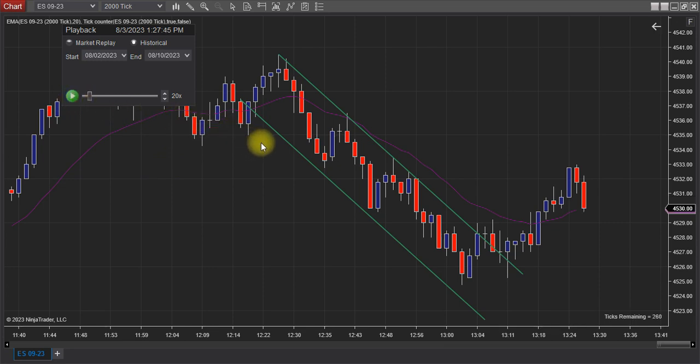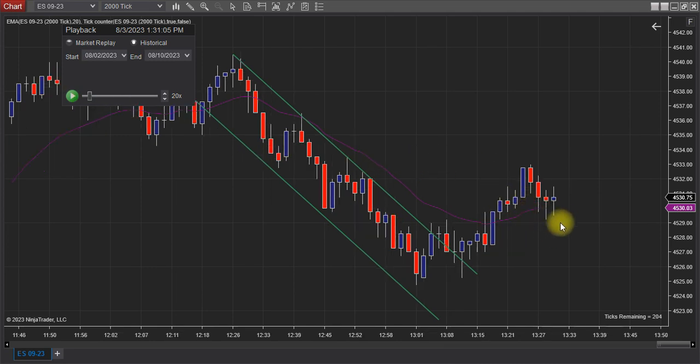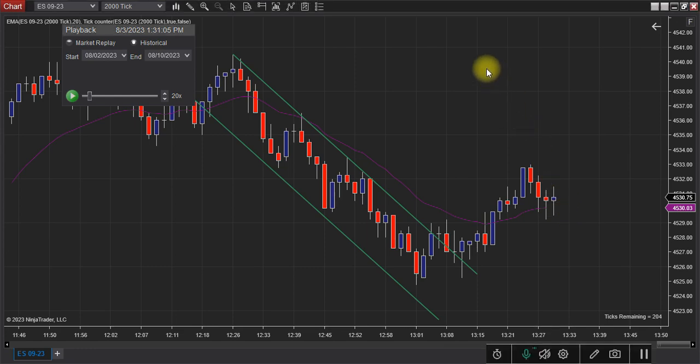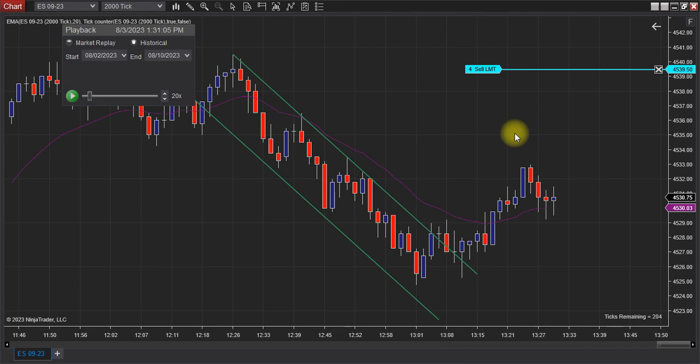Okay, let's see what we have here. It's our first entry short. Just let it play out here. There's a pullback. So we're getting kind of close. We're looking to enter on a limit order. So I'm going to go ahead and sell limit 4.